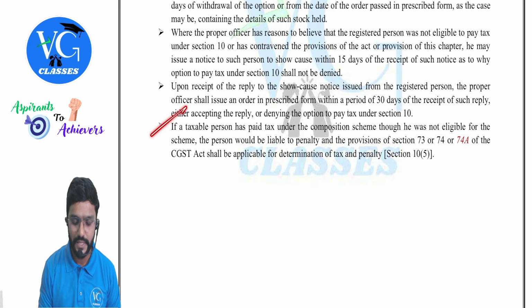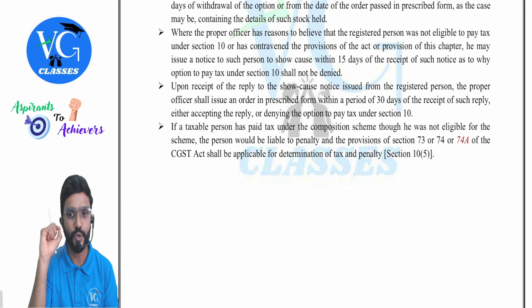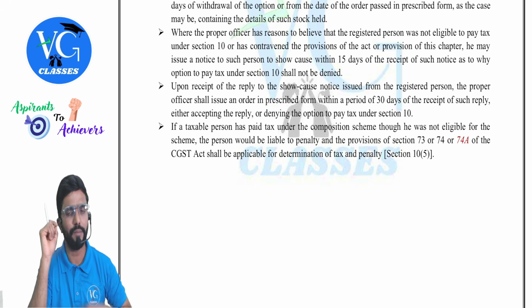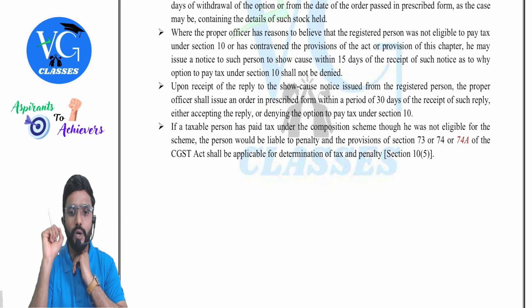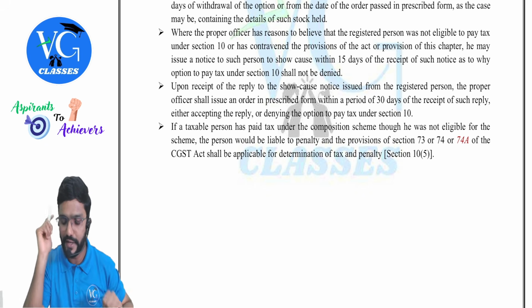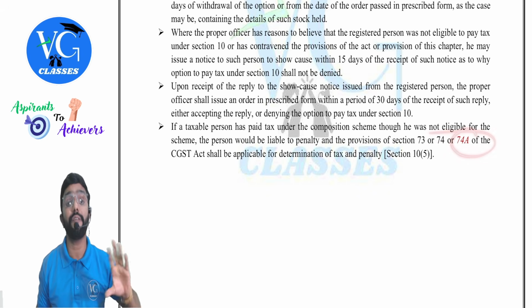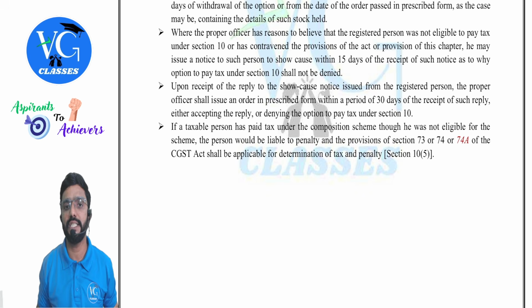If a taxable person has paid the tax under the composition scheme, though he was not eligible for the scheme, either of the schemes, 10.1 or 10.2a, the person would be liable to pay penalty, and the provisions of section 73, 74 were already there. Now one more new addition, 74A. It is a new section added under the CGST Act, but don't worry, it is not a part of your intermediate syllabus, guys.